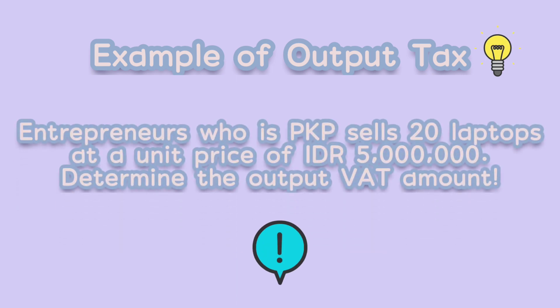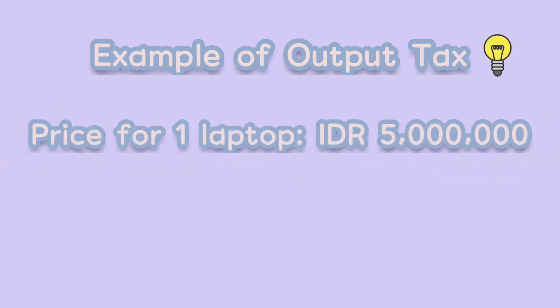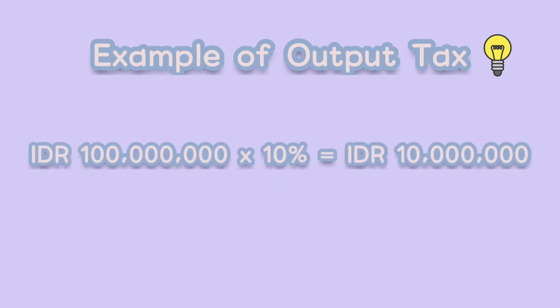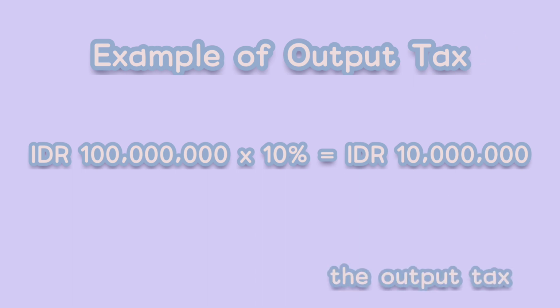As you can see here, an entrepreneur sells 20 laptops at a unit price of 5 million rupiah. The price for one laptop is 5 million rupiah. For 20 laptops is 20 multiplied by 5 million equal to 100 million rupiah. And 100 million rupiah multiplied by 10%, that is the VAT rate, equal to 10 million rupiah. This 10 million rupiah is the output tax.